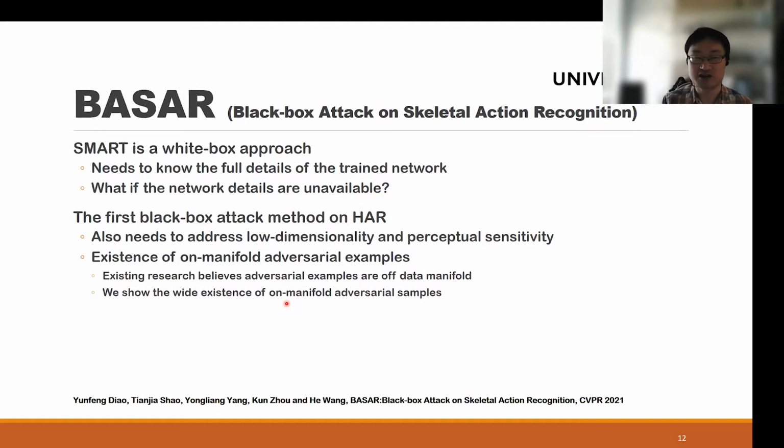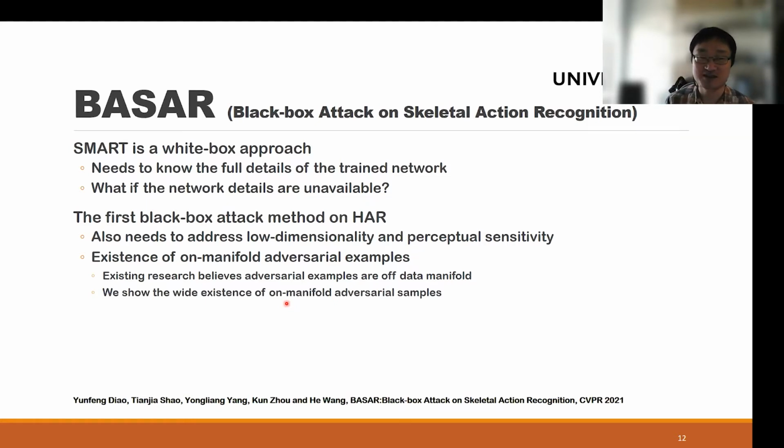So then we naturally ask the question, what if we don't know the details? We are only allowed to make queries to the network. For example, I put a motion in, and all I can read is the output, the prediction of the network. Okay, what should we do? Can we still attack this one? Yes, this is actually a typical black box attack setting. Turns out we can do that.